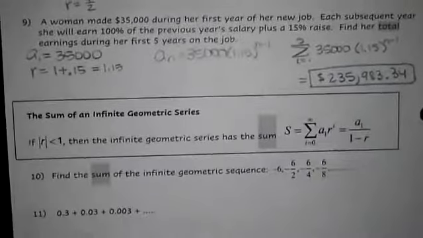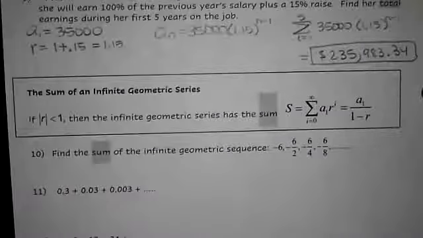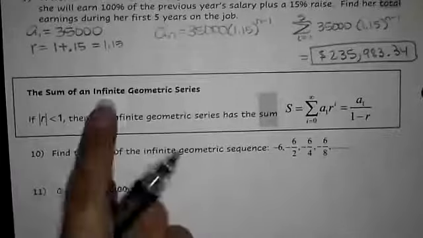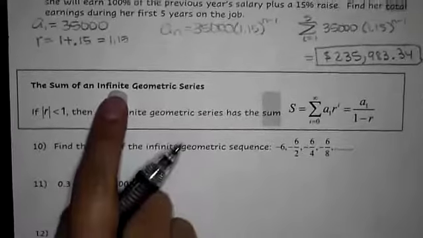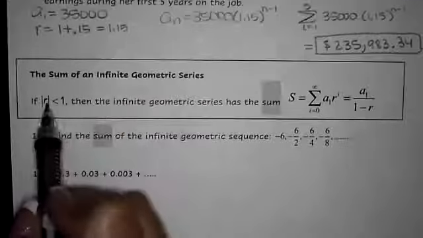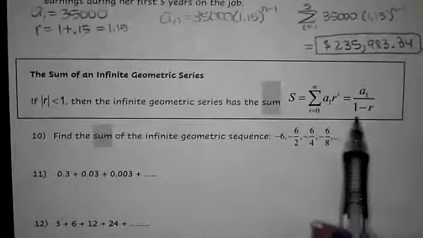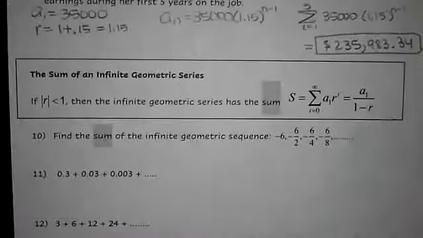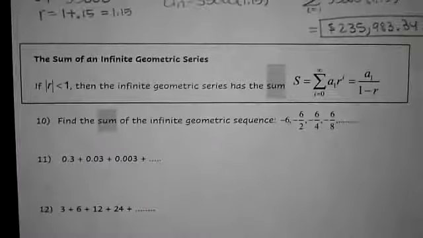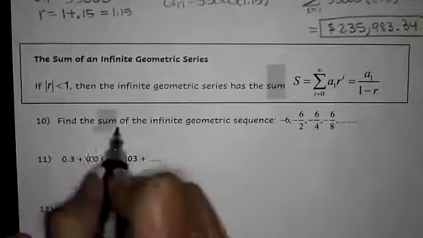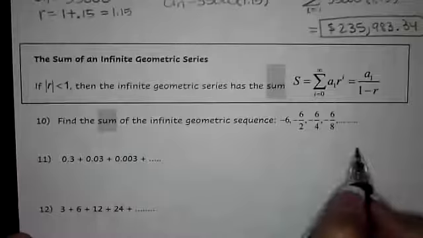All right, for the sum of an infinite series, so we just talked about finite, those were the partial sums when you have a specific amount of terms. The infinite, remember, those are the ones that go on forever. If the rate is less than 1, then you can use this formula to find the sum. If it is not less than 1, then you are unable to find the sum. It does not exist.